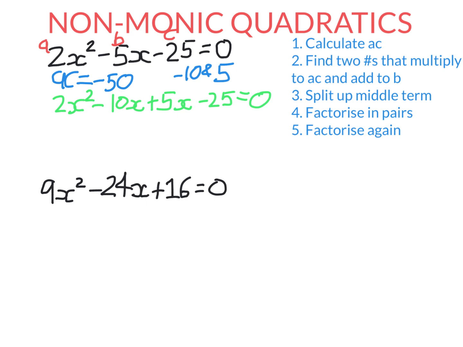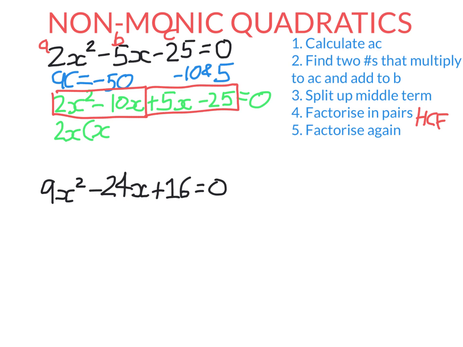All right, so when I've done that, we're going to factorize in pairs. What we're going to do is we're going to factorize the first 2 separately and the next 2 separately using highest common factor. So the highest common factor of these 2 terms is 2x. So I take 2x out the front. Now, what do you times by 2x to get 2x squared? Well, you times by x. What do you times by 2x to get negative 10x? Well, you times by negative 5.